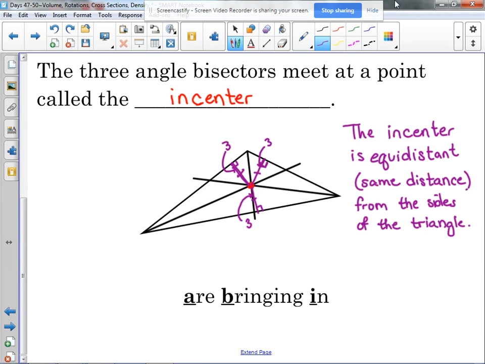So the next 3 words in our sentence are bringing in. All of my children are bringing in. So the A stands for angle bisector, and the I stands for incenter. All of my children are bringing in. Altitudes, orthocenter. Medians, centroid. Angle bisectors, incenter.